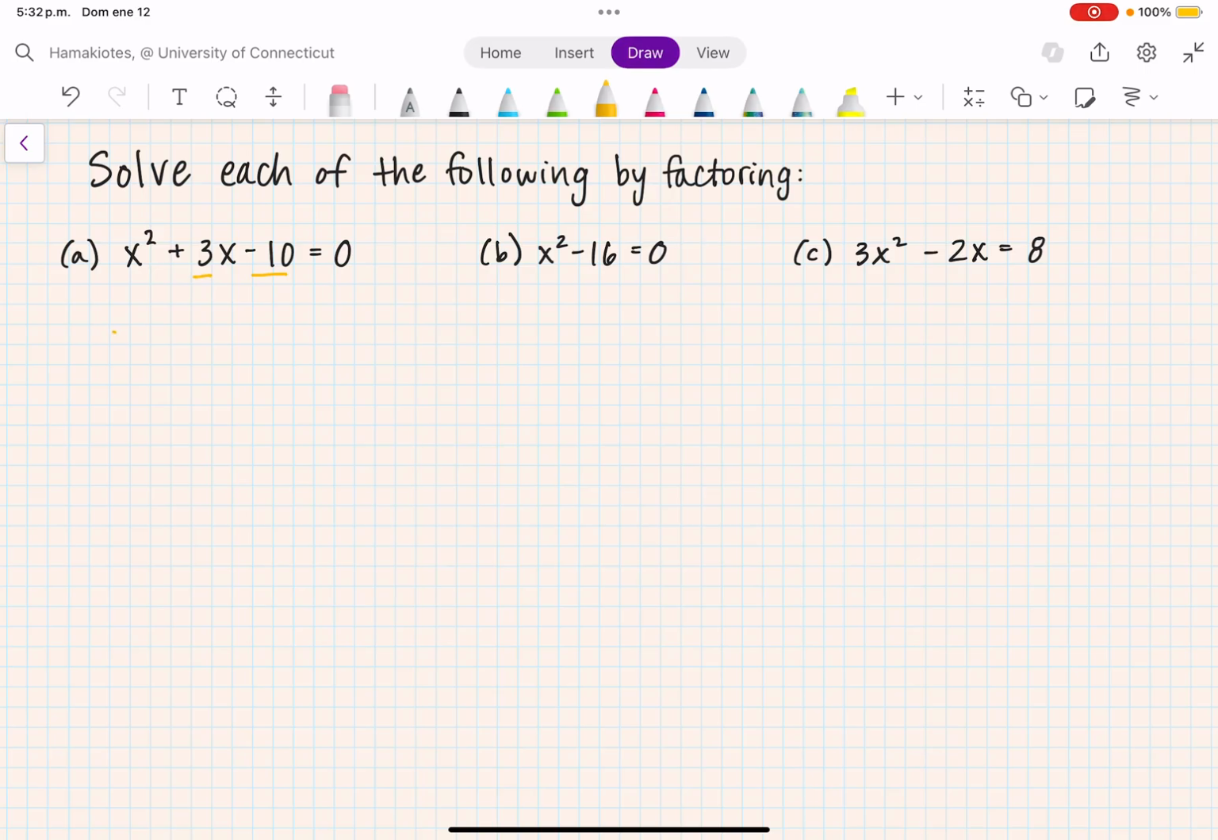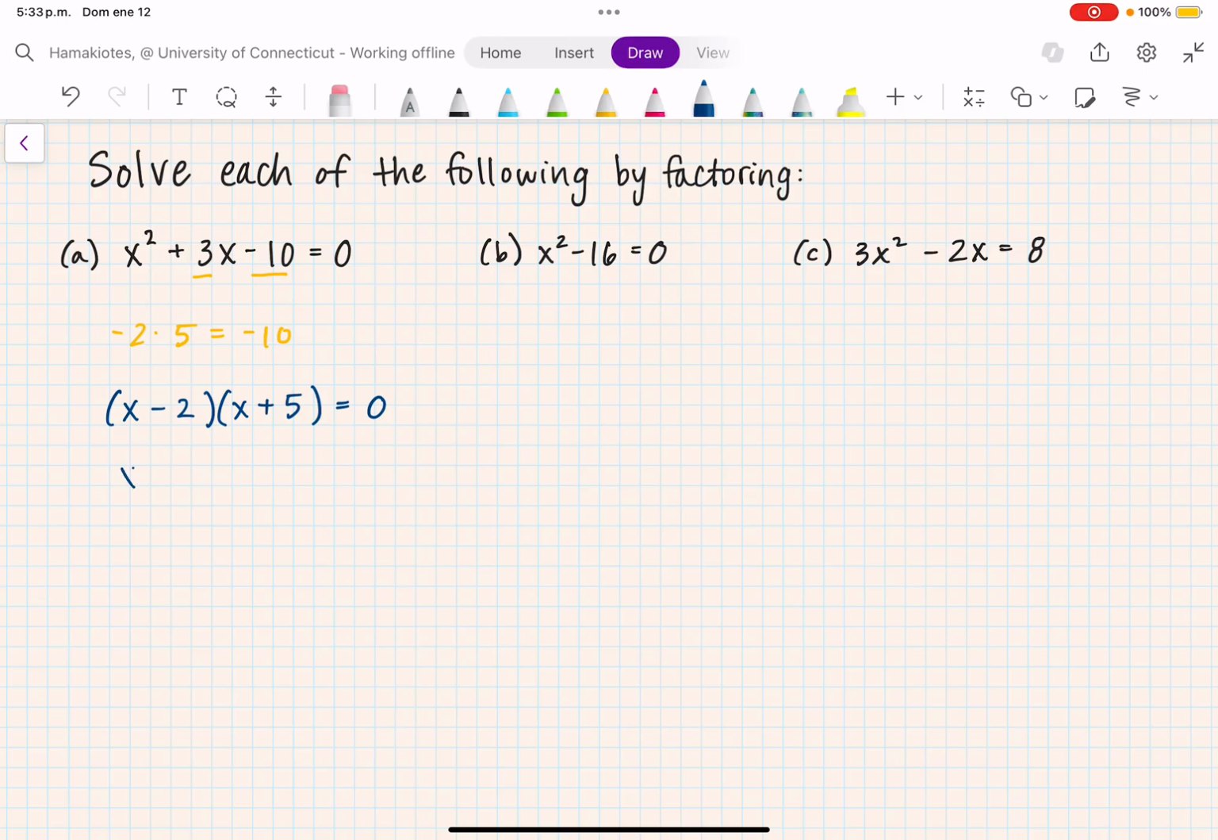So we know that negative 2 times 5 equals negative 10, and negative 5 times 2 equals negative 10. Now, negative 2 plus 5 is 3, so that's perfect. So we can forget about the second solution. Now we know that this is a quadratic, so it's going to be x plus or minus something times x plus or minus something. And so we just figured out that it's going to be x minus 2 times x plus 5 equals 0. You can check this by multiplying this out and seeing that we get x squared plus 3x minus 10.